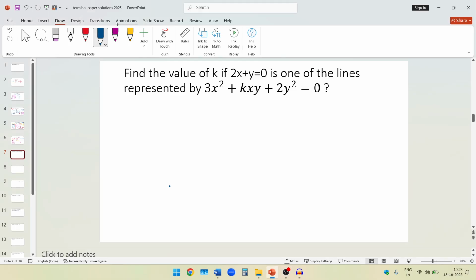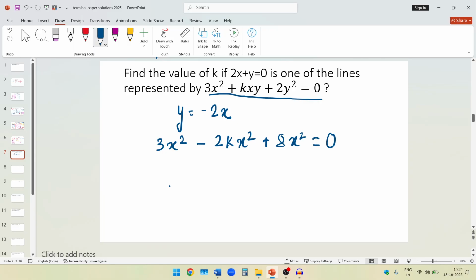Now for this question, we are going to substitute y is equal to minus 2x in this equation. If you substitute it, you will get 3 times x square minus 2kx square plus 8x square is equal to 0. For all the values of y, you are going to substitute minus 2x. That's what you are going to get after you substitute it.